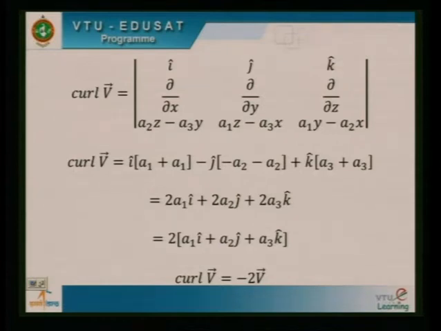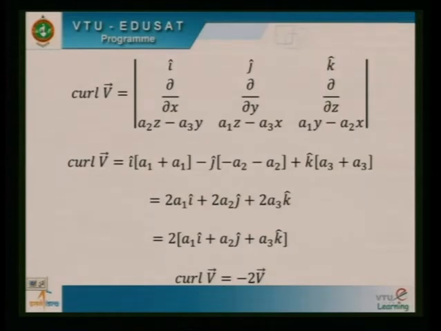Similarly, minus j vector, open the bracket, leaving the first row and second column, dou by dou x of a1y minus a2x. Differentiating partially with respect to x, a1y becomes 0 and you get minus a2, since the differentiation of x is 1. Similarly, dou by dou z of a2z minus a3y gives a2, so minus a2 minus a2. Plus k vector, leaving the first row and third column, dou by dou x of a1z minus a3x gives minus a3, then dou by dou y of minus a3y gives minus a3, minus into minus is plus a3.